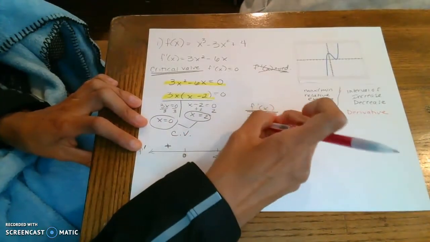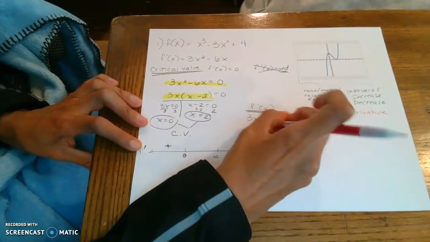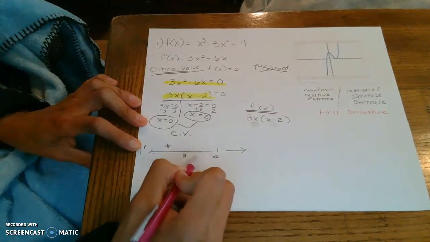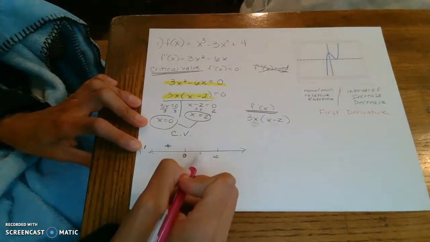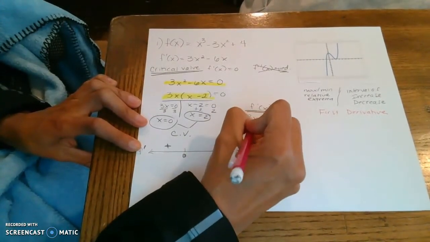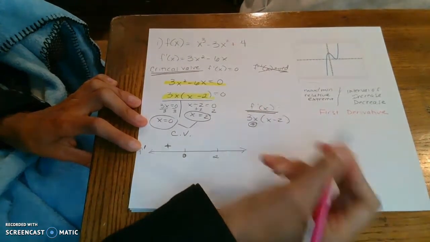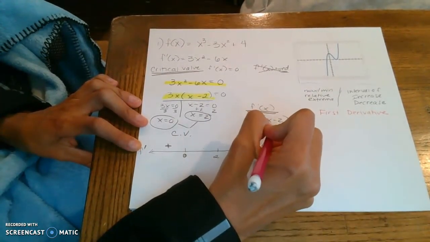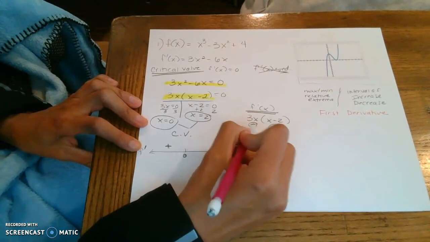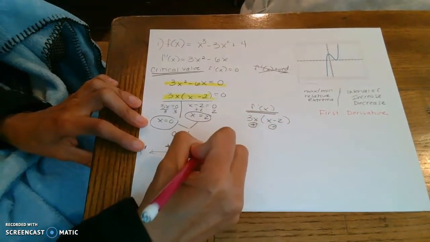Okay, now I need to test a value from 0 to 2. Well, 1 is an easy number. I'm going to take 1 and plug it in. 3 times 1 is a positive value. 1 minus 2 is a negative value. A positive times a negative is a negative.